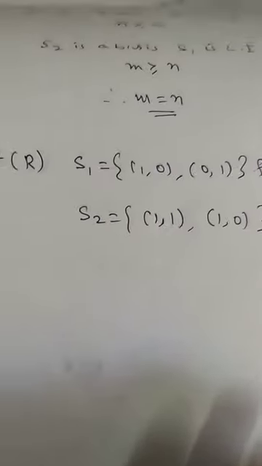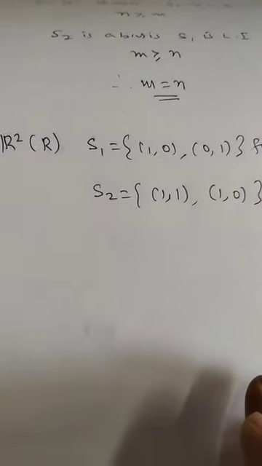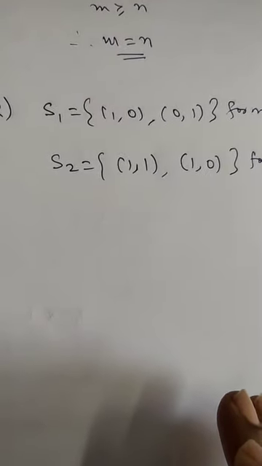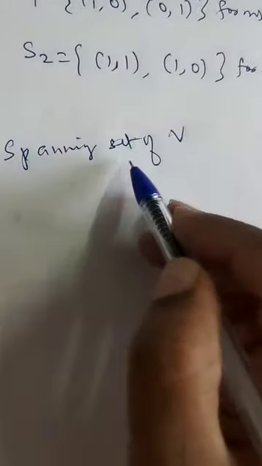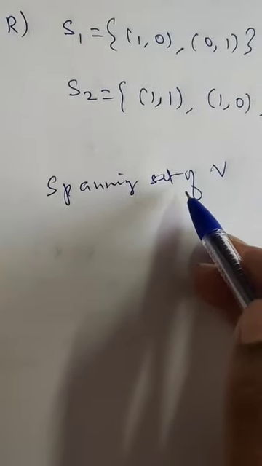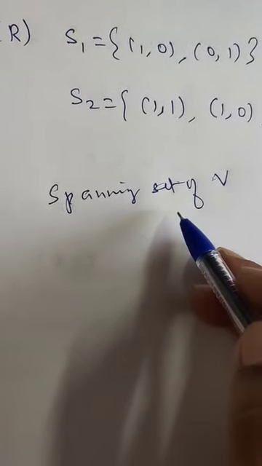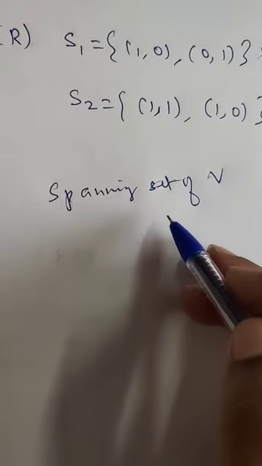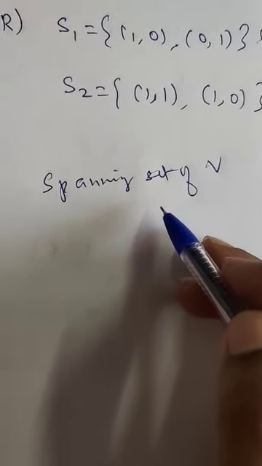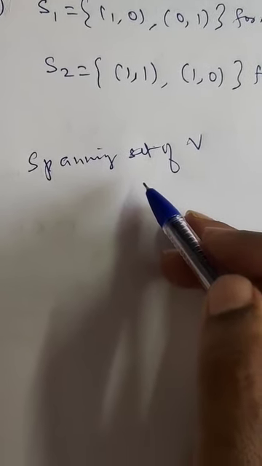So from the above discussion, we can also see that the spanning set of any vector space V may contain more elements than the number of basis elements. It may contain more elements, but it cannot contain fewer. We cannot span the vector space with fewer than the number of basis elements. That is compulsory.